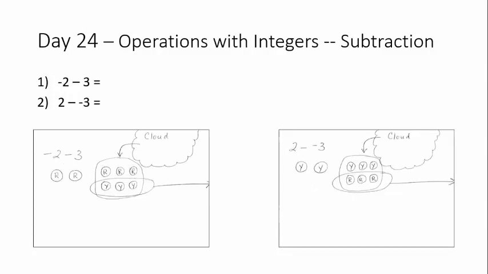We have 2 more examples here. -2 minus 3. The minuend is -2. I begin by drawing the 2 red counters. I'm taking away a +3, and I have no yellow counters there. I bring down 0 pairs from the cloud. You'll notice I brought down 3 0 pairs so that I can take away 3 yellow counters.